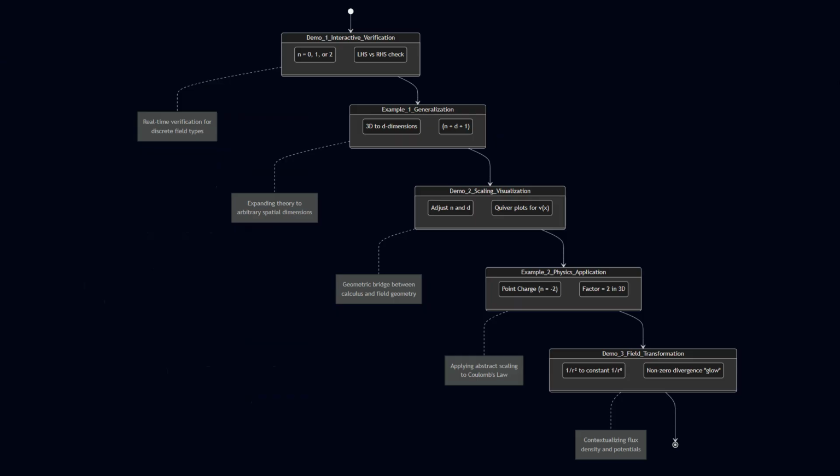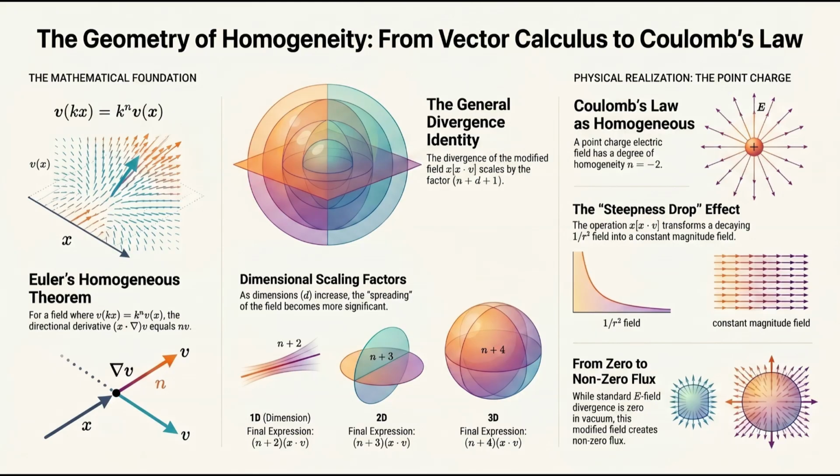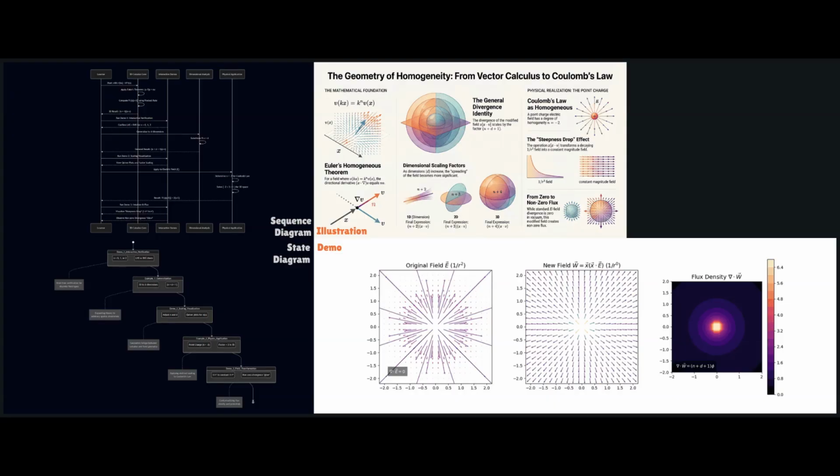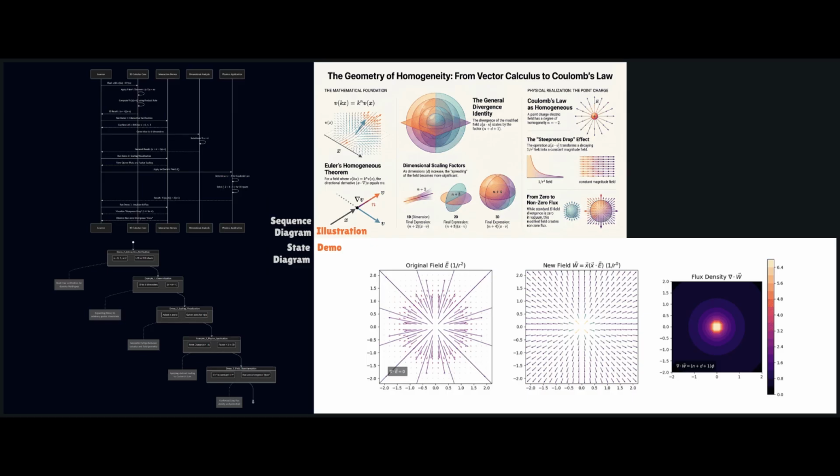Expanding the horizon. Once the foundation is set, the narrative shifts toward generalization. The derivation sheet proves that the way a field spreads out, its flux density, is inherently tied to the number of spatial dimensions it occupies. The state diagram identifies this as a critical transition, serving as a visual and mathematical bridge.